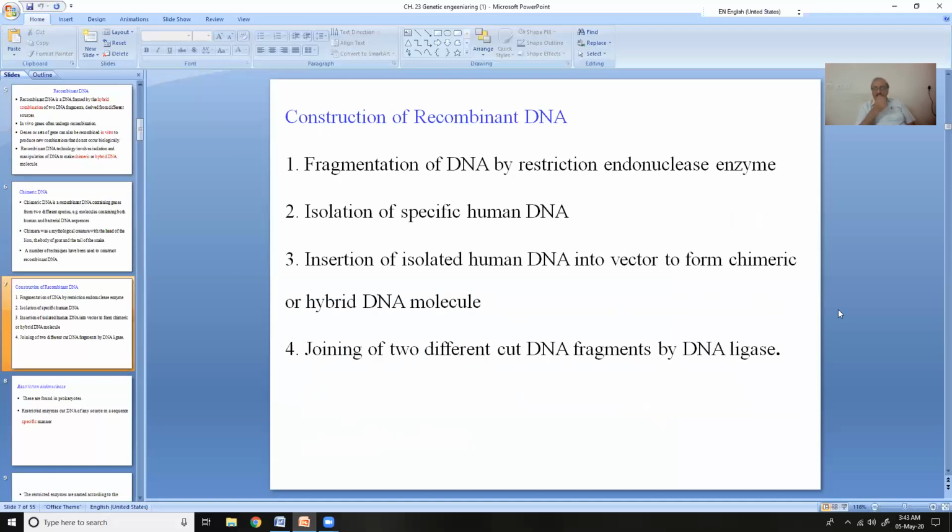Now, construction of recombinant DNA. Fragmentation of DNA by restriction endonuclease enzyme.